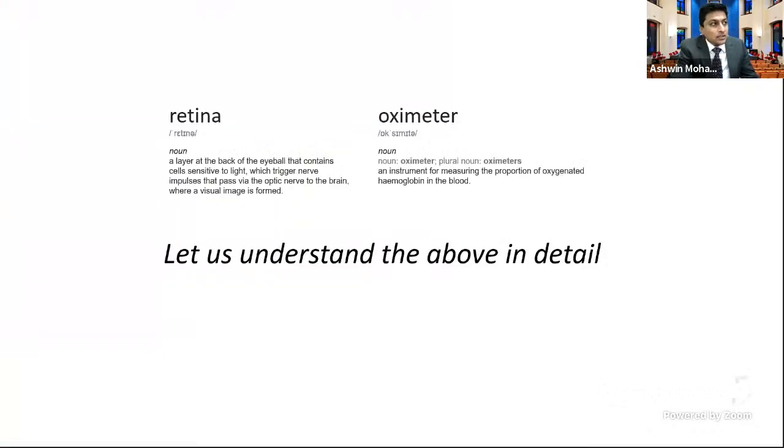So what is retinal oximetry? It's formed of two words. One is retina and one is oximeter. The retina is the layer at the back of the eyeball that is light sensitive, that captures the light and converts it into electrical signals that the brain can understand. And oximeter, all of us would have heard a lot about it over the last 1 year because of Corona. So an oximeter is basically a meter that measures oxygen.